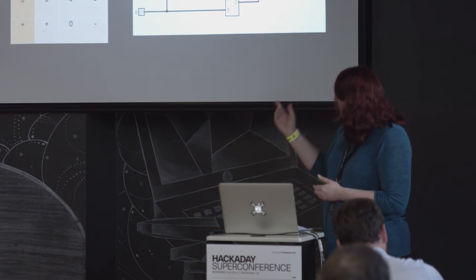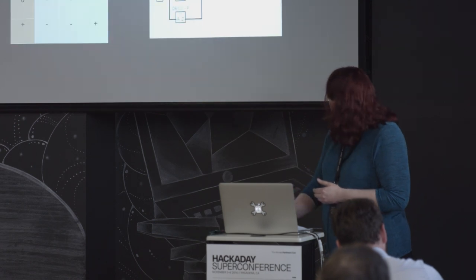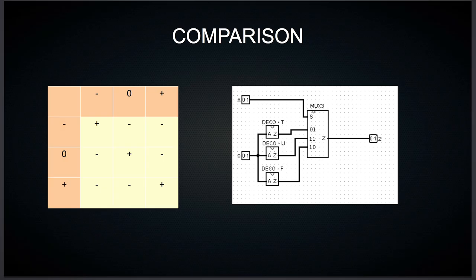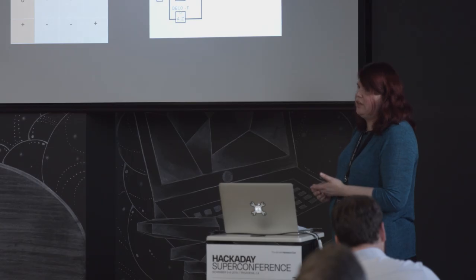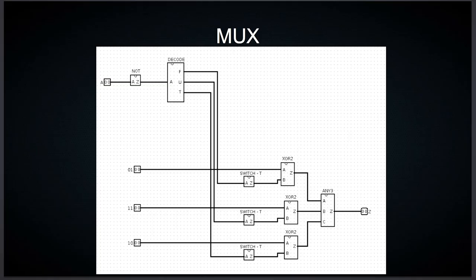So basically, let's see here. Comparison gate, and that's where you can see where, like, the decodes, that would be essentially your if statement in programming. Your standard mux and a demux.